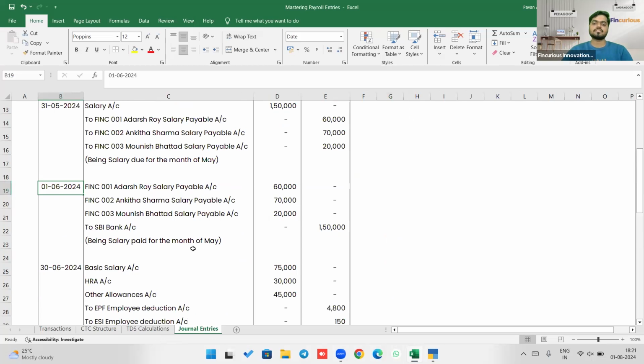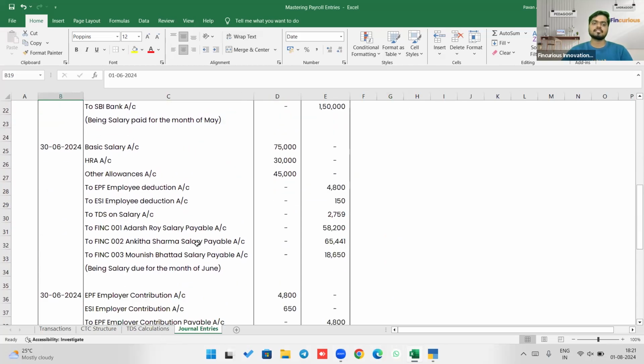So now we'll pass the journal entries. How to pass the journal entries? Same concept again: on 30th of June, which is the last day of the month, we are going to pass the due entry, and on the first day or whenever the payment is going to happen, on that particular day we are going to pass the payment entry.